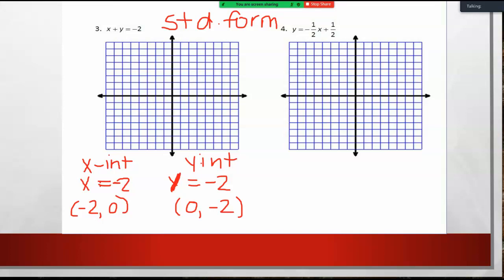So plot the point -2, 0. So that's over here to the left. Plot the point 0, -2, which is down here. And then connect your lines to get your graph.